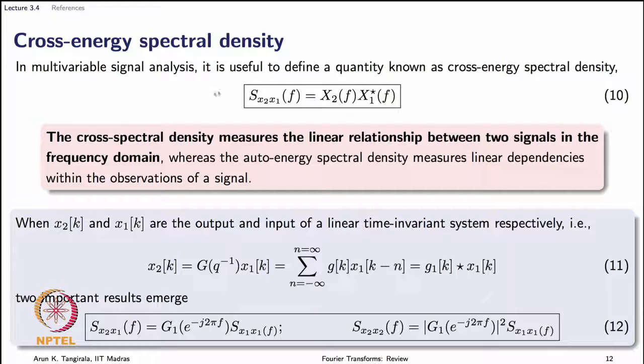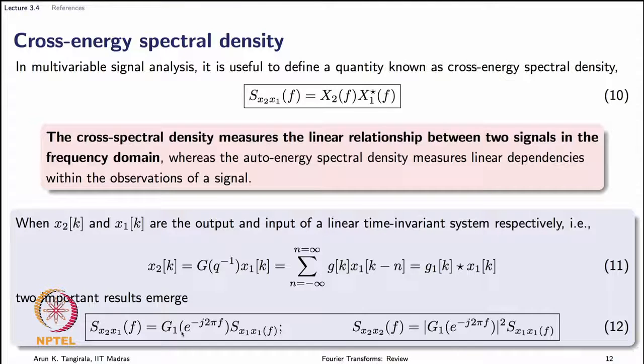If you think of x2 being the output and x1 being the input to a linear time invariant system, then we know from linear systems theory that the output and input of the discrete time linear time invariant system are related through this familiar discrete time convolution equation. The star here denotes convolution, and one can start from this convolution equation and use the properties of the discrete time Fourier transform to derive these two central results in the analysis of LTI systems in the frequency domain.